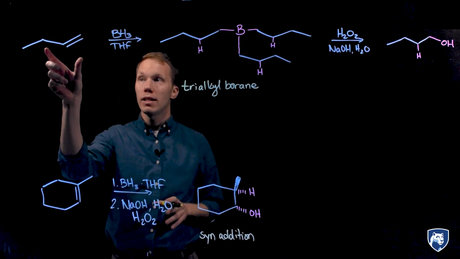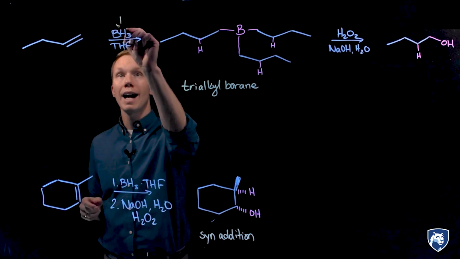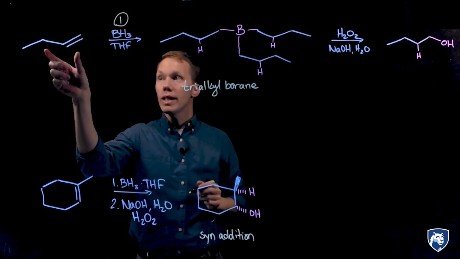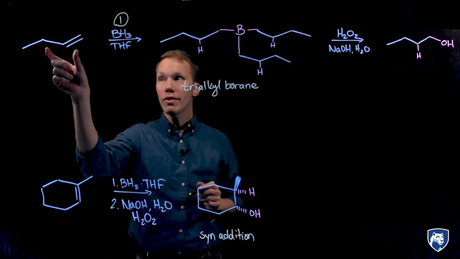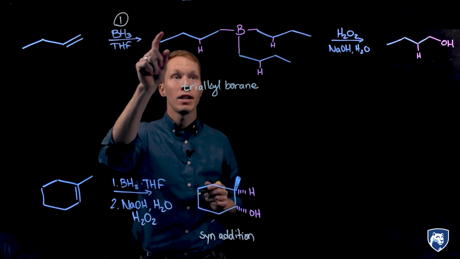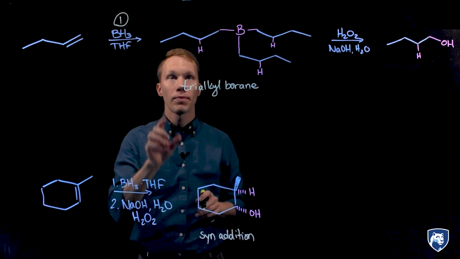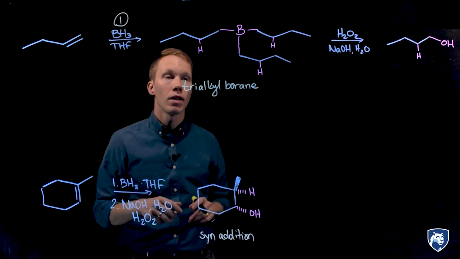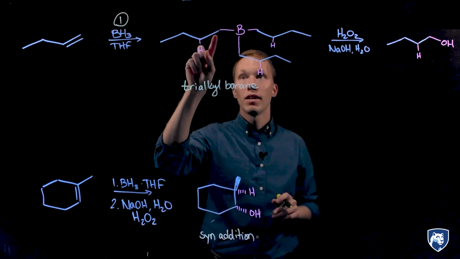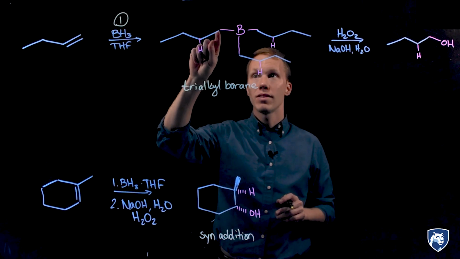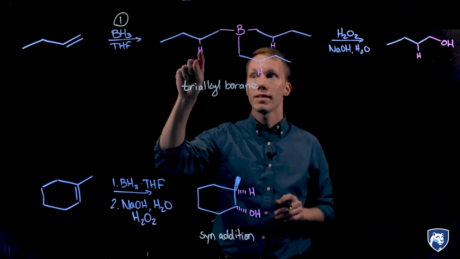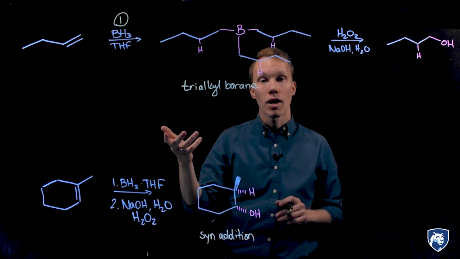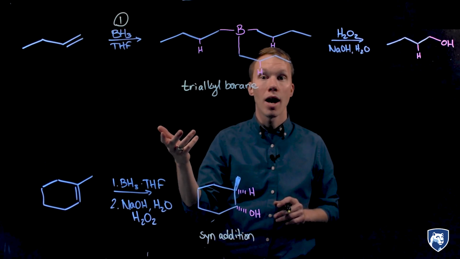We start with an alkene, and in step 1, we react with borane and THF as the solvent. 3 equivalents of our alkene, that is 3 alkenes combined with 1 borane to produce this trialkyl borane. These 3 butyl groups come from butene. Notice that this boron atom adds to the less substituted side, whereas the hydrogen adds to the more substituted side. This corresponds to an anti-Markovnikov addition or non-Markovnikov addition.